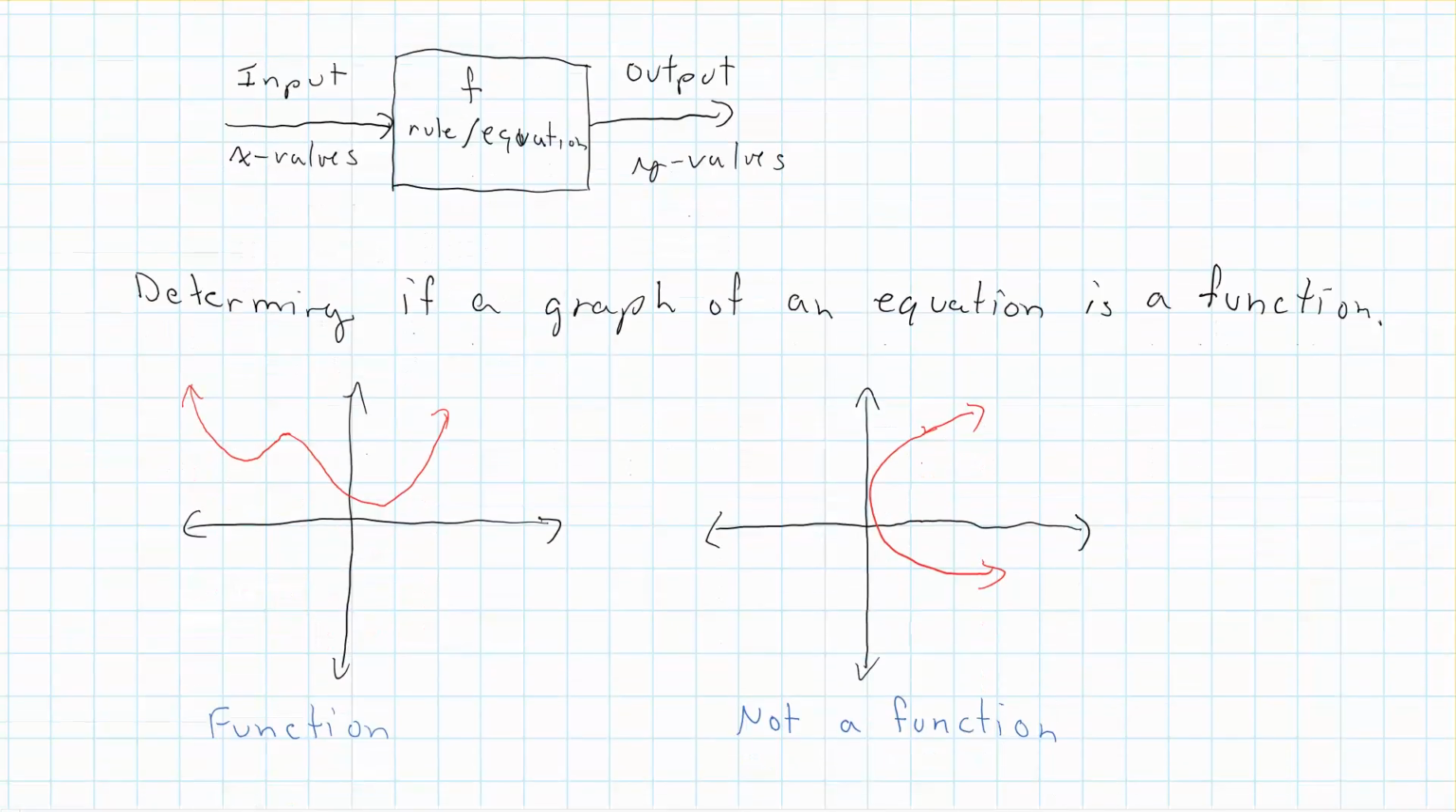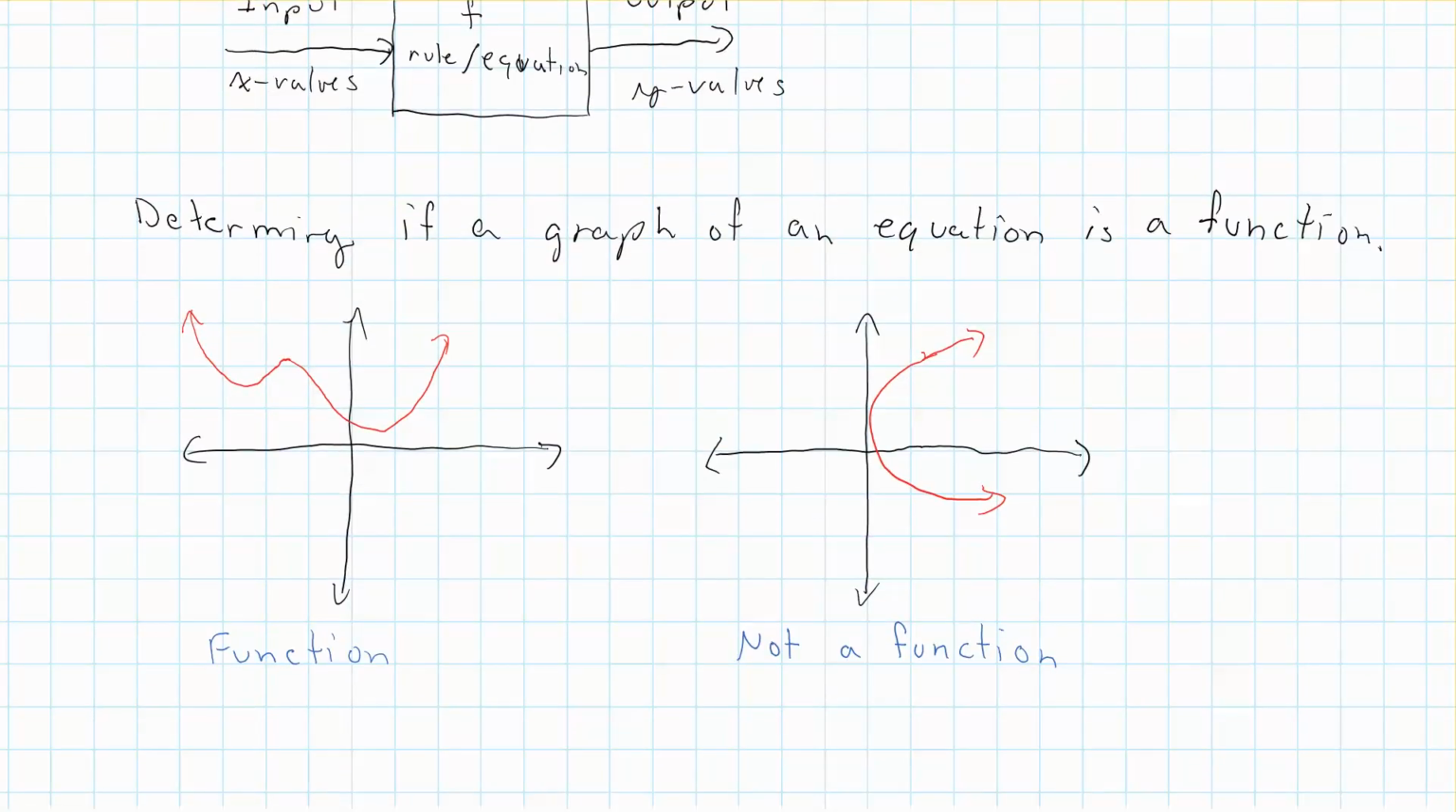Okay, so let's look at these graphs again. Now this is a test that you might be familiar with. It's called the vertical line test. We'll write it down here in a second. But the idea is if I draw a vertical line here, how many points of the graph do I hit? Well, I hit 1.